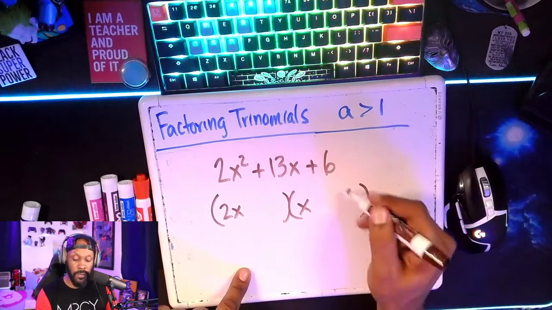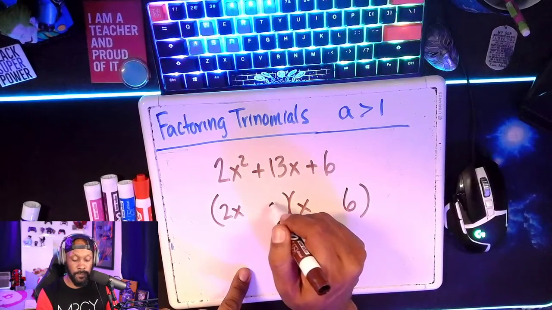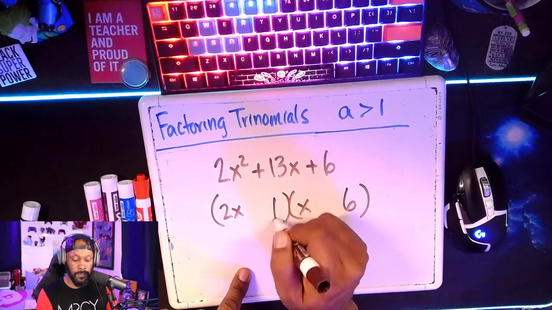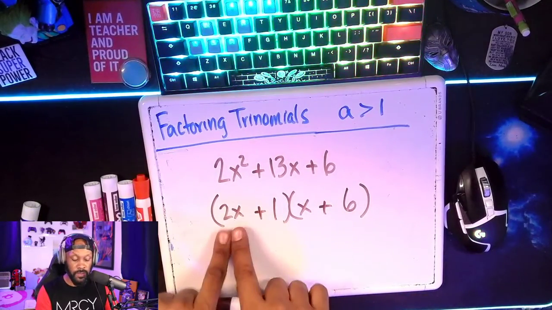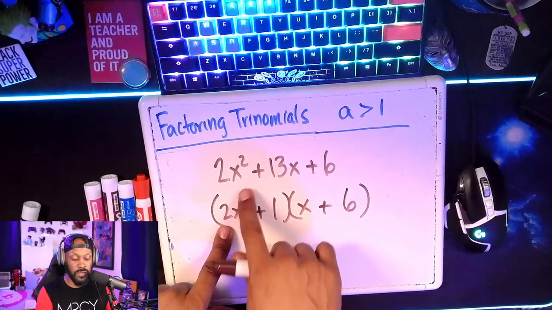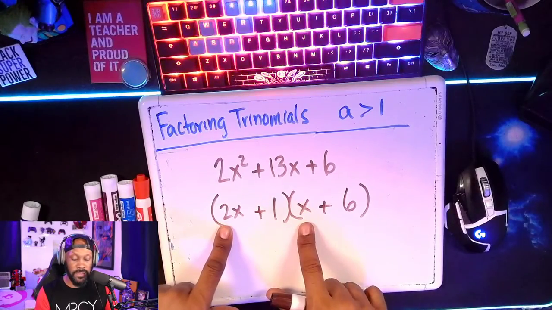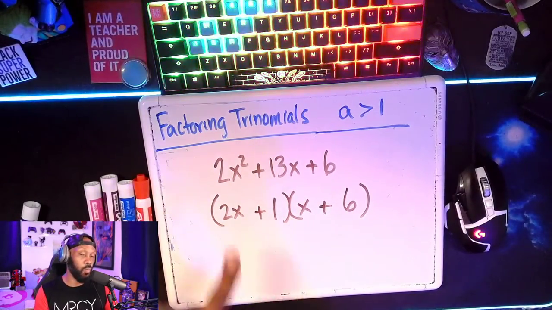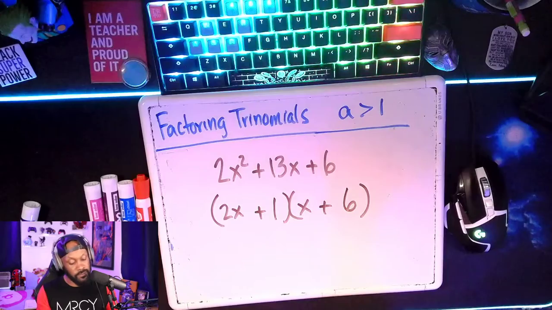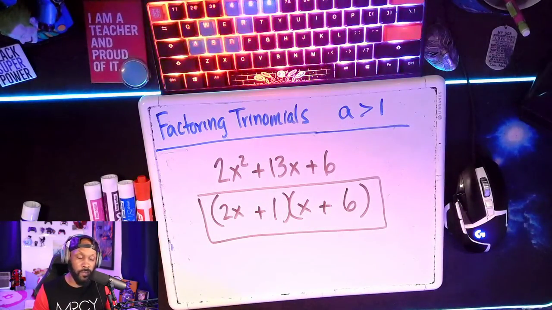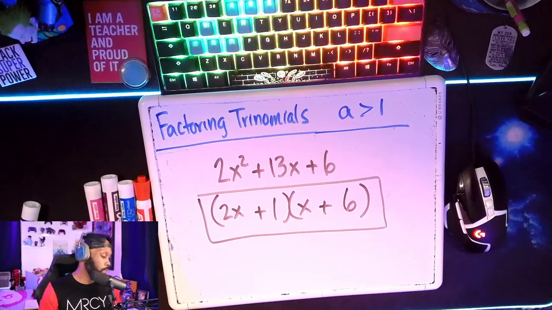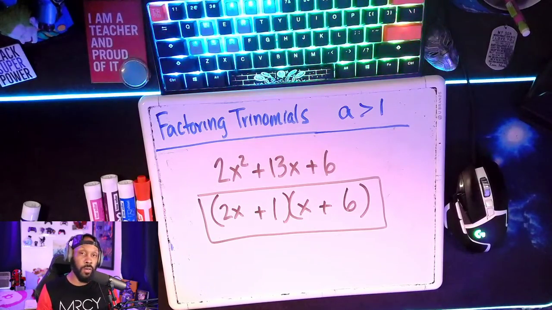Well, I'm going to go here. 6 and 1 for the factors of 6. And that works because 2x times x is 2x squared. That's going to give me a 1x. That's going to give me a 12x. 1 plus 12 is 13. Here you go. One more. Let's do one more.